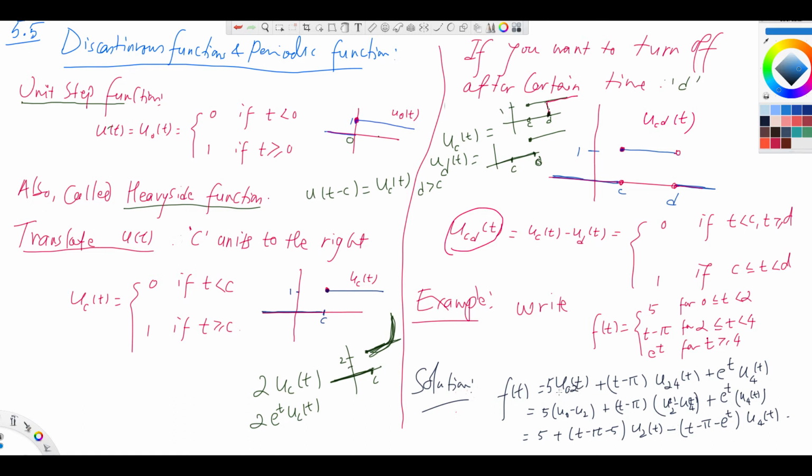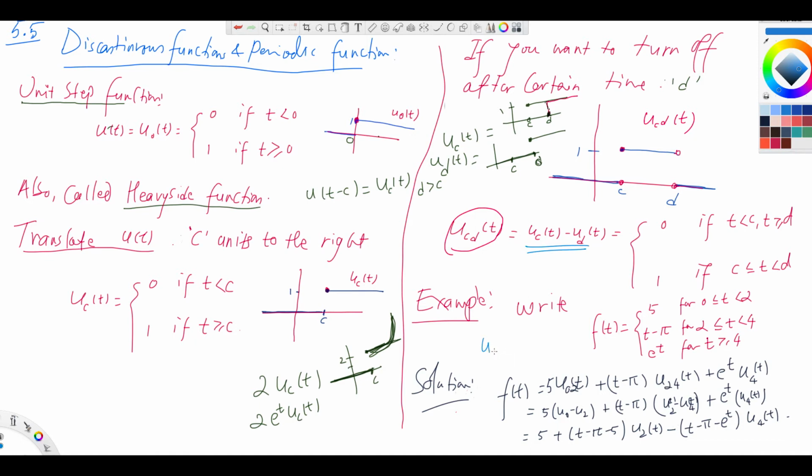So I'm going to write 5 times u0t, that is 1 between 0 and 2, plus t minus pi times u2t, u4t, plus e to the t times u4t, because we don't need two subscripts here. The two subscripts mean you want 1 between those two numbers. Here, for all the values of t greater than 4, you want 1 times e to the t. That's why I'm writing e to the t times u4t, that is 1 for t greater than 4. You see that?